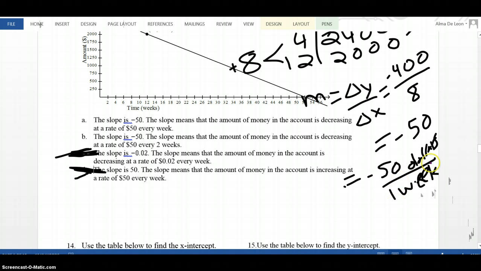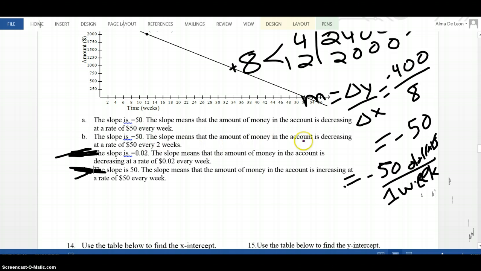I apologize for the handwriting, but this is the best I can do with the tablet. Okay, so I have negative $50 per 1 week. So let's look at our choices. A: the slope means that the amount of money in the account is decreasing by $50 every week. That makes sense.